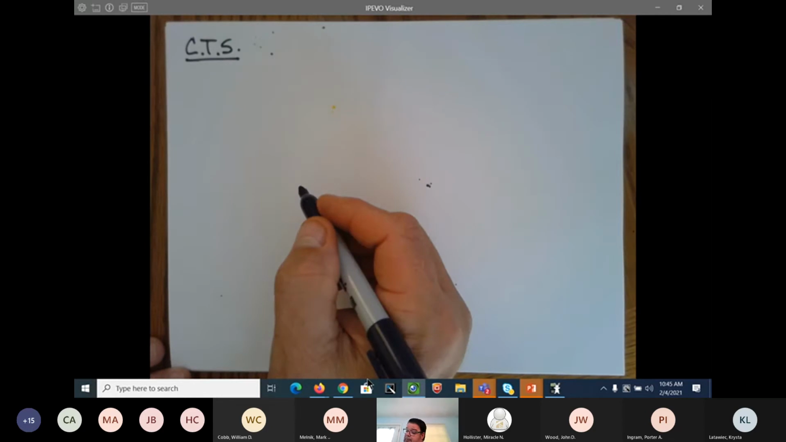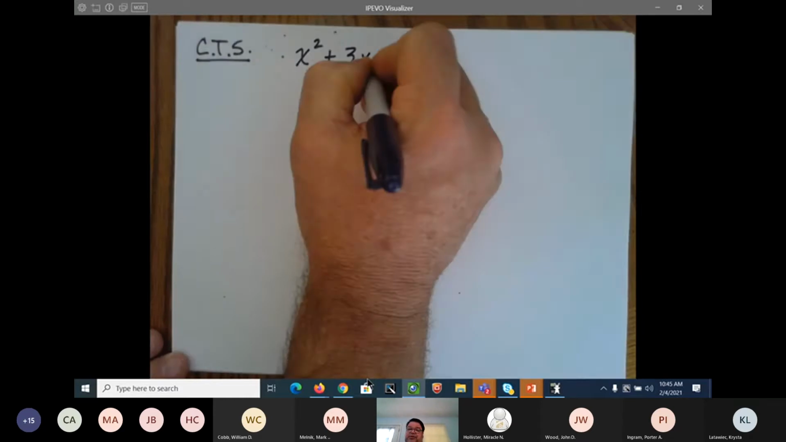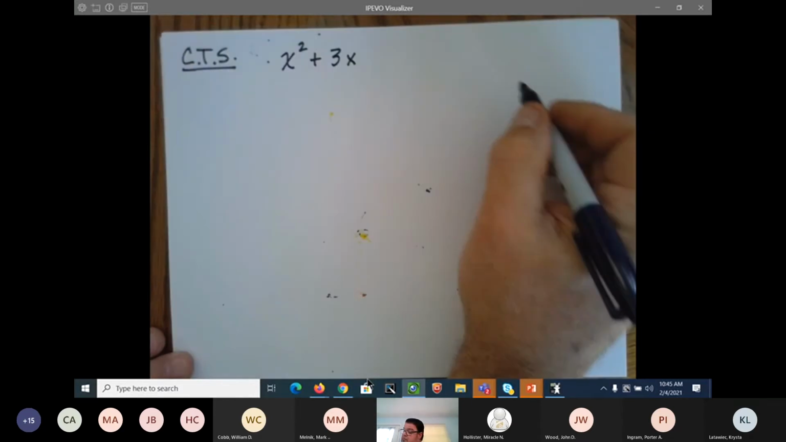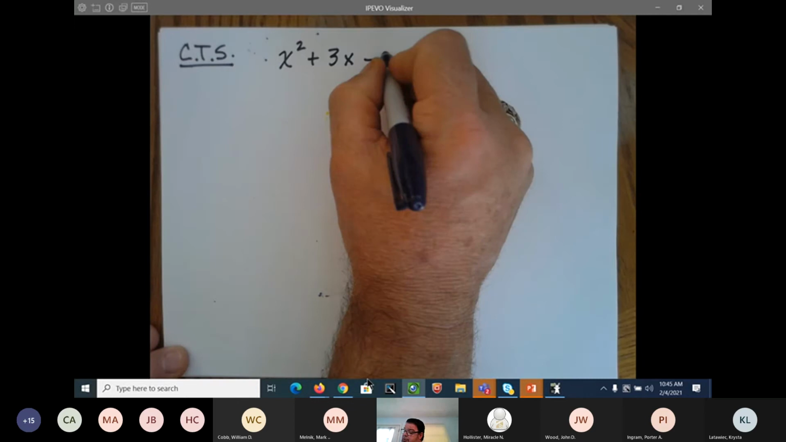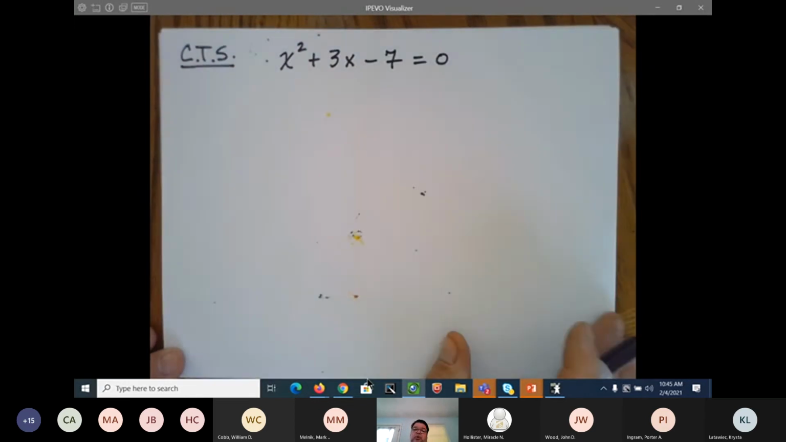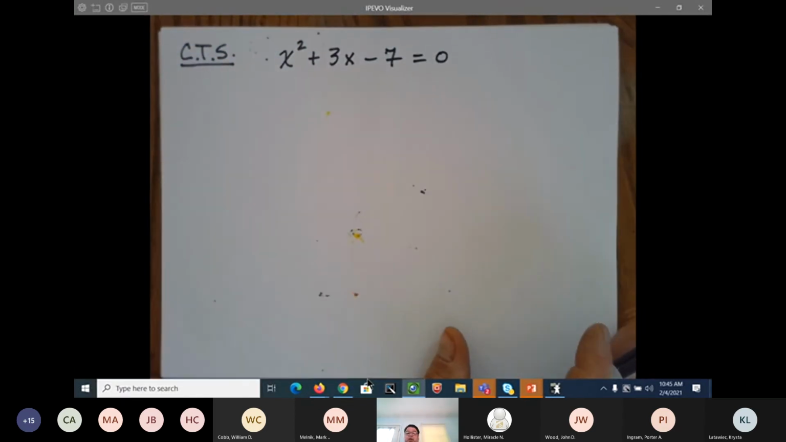x squared plus 3x minus 7 is equal to 0. Now this is in quadratic form. It is not in the intercept form that we need it in. It's not in this form right here.